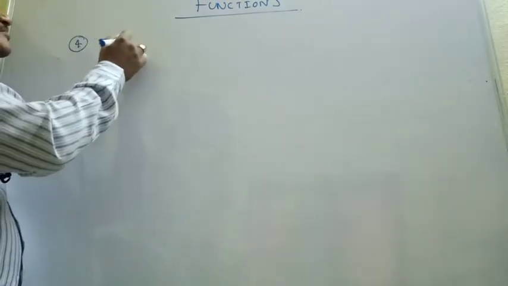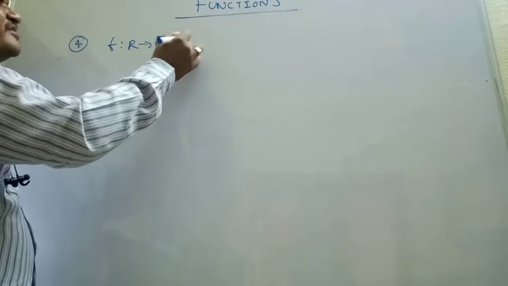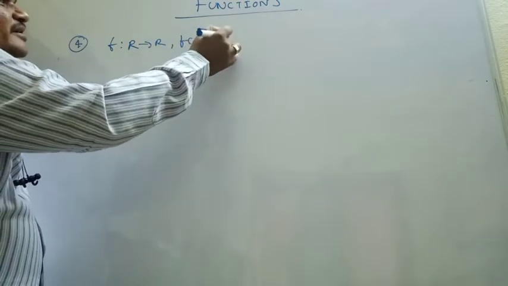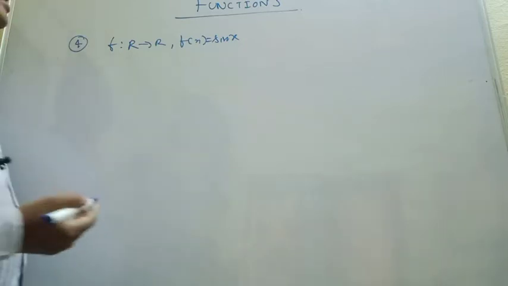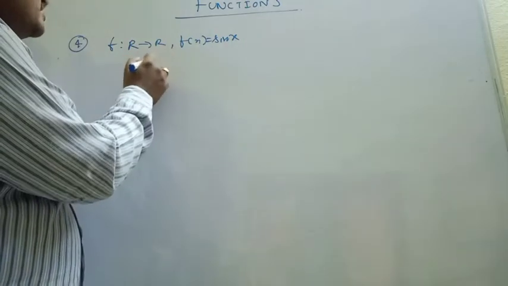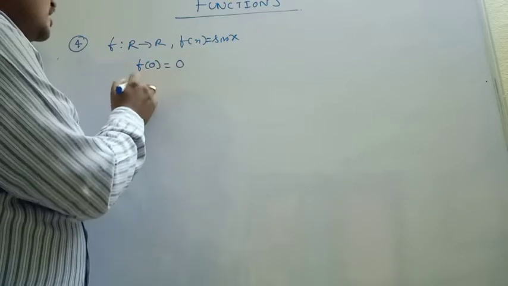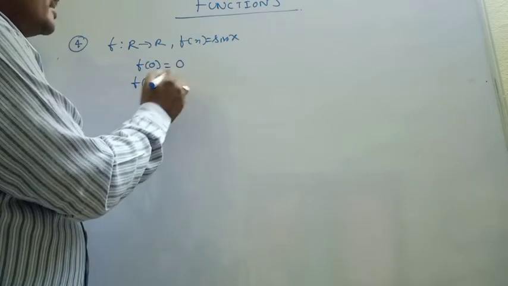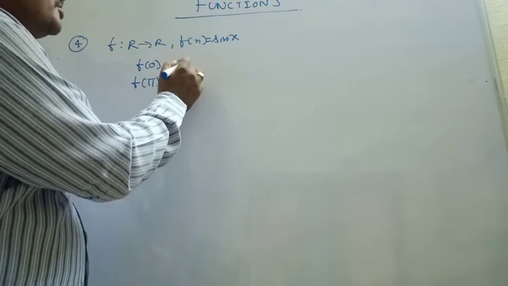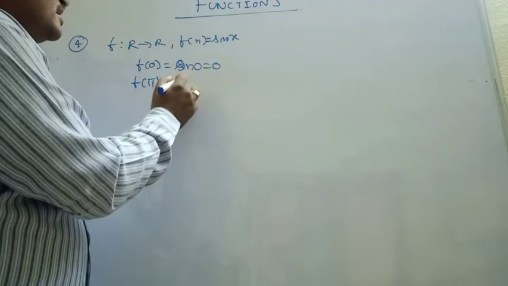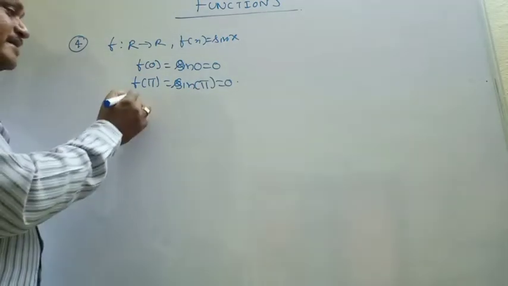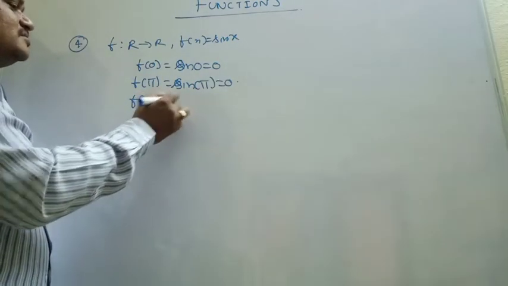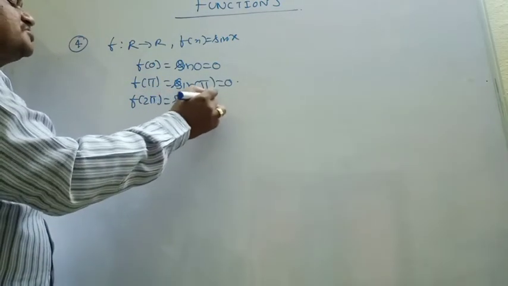Now see here, my dear students, f is a function from real numbers to real numbers, and f of x is equal to sin x. Whether it is a one-one function or not, if you check. You know, my dear students, f of 0 is equal to 0, f of pi is also 0. Sin 0 is 0, f of pi, that means sin pi is also 0. And f of 2 pi, that is sin 2 pi, sin 360 degrees, also 0.